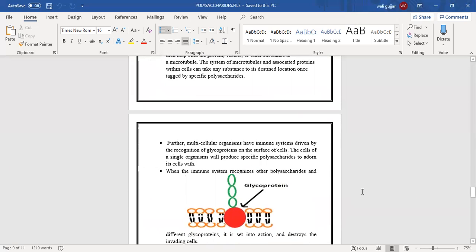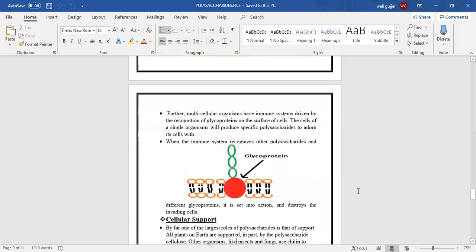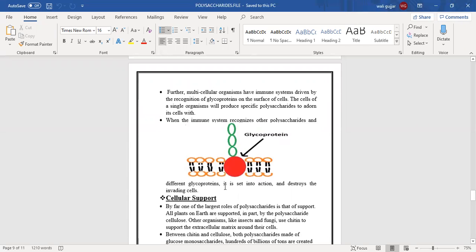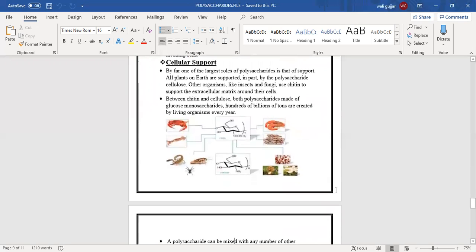Further, multicellular organisms have immune systems driven by the recognition of glycoproteins on the surface of the cells. The cells of the single organism will produce specific polysaccharides to adorn its cells with. When the immune system recognizes other polysaccharides and different glycoproteins, it is set into action and destroys the invading cells. Then we see cellular support.